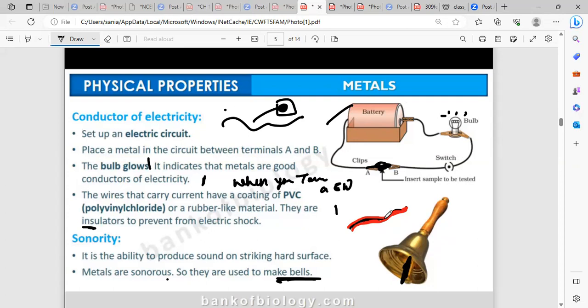Whenever we touch a wire, maybe the electric bulb, plug or something, we don't get any electric shock. Why? Over there, there's a metal. So why are you not getting any electric shock?